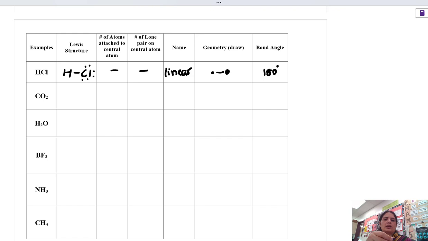Now if you look at your molecular kit, that is how the linear shape is going to look. No matter how you attach it, it's going to be a linear shape with 180 degrees.